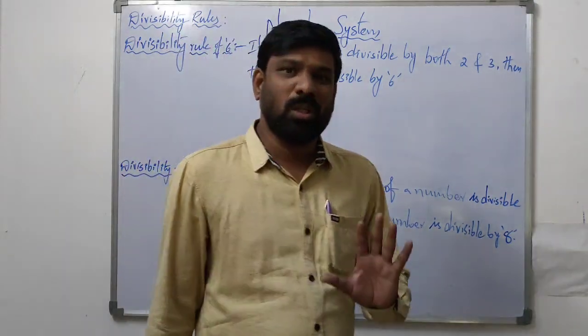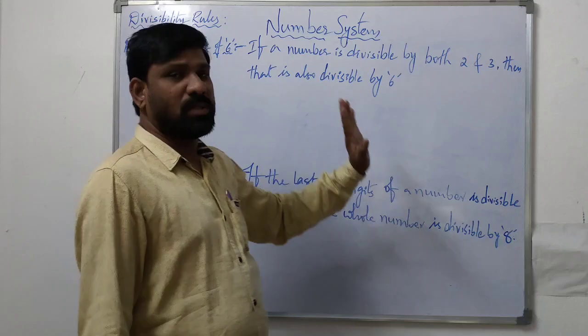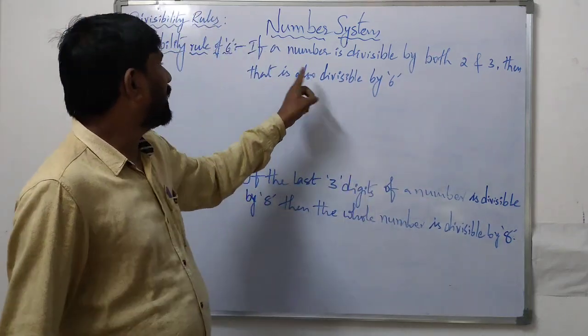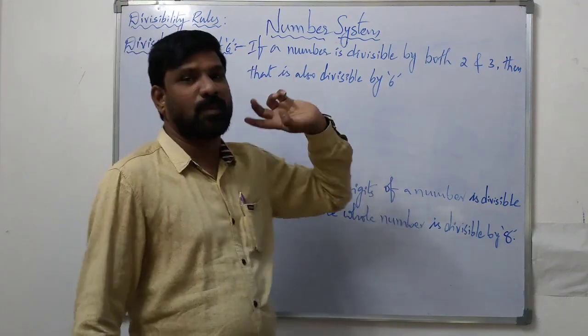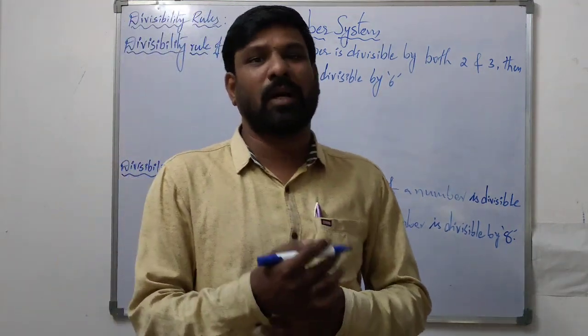Next, divisibility rule 6. Let us see here. What is the divisibility rule 6? It is nothing but if a number is divisible by both 2 and 3, then it is also divisible by 6. So already we have seen 2, 3, 4, 5, right?